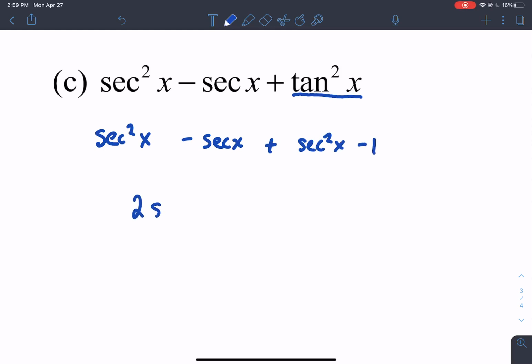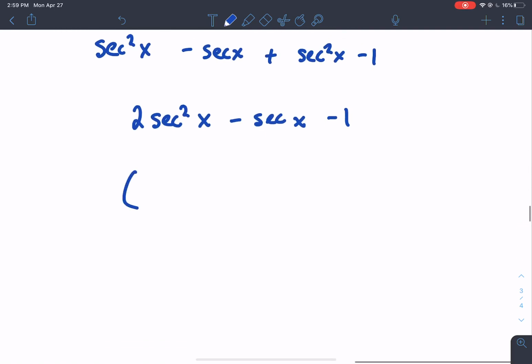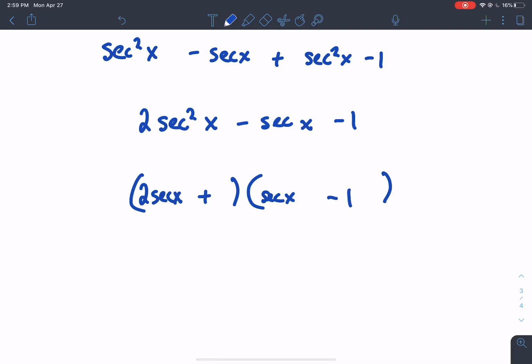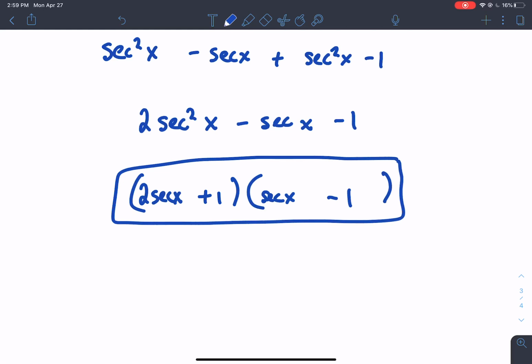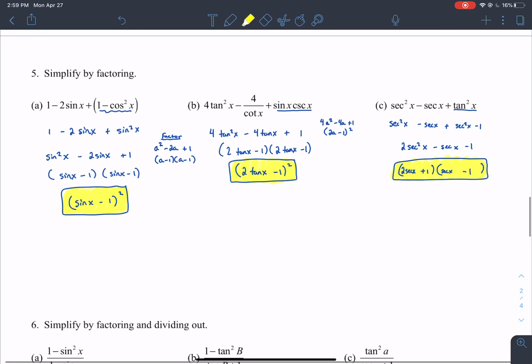So this now gives you 2 secant squared minus secant minus 1. All right, so if you factor, that's 2 secant, so this would be minus 1 plus 1. All right, so if you guys, again, treat the trig functions like variables if you're trying to factor.